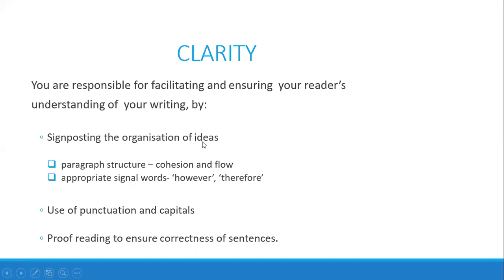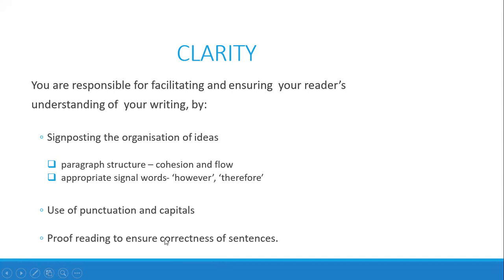You are going to signpost the organization of ideas. You are going to make sure that there is cohesion and flow in your paragraph. Then you are going to use appropriate signal words like however, therefore, and the ultimate goal of using all these is to make your writing very clear and readable and understandable for your reader, right? So in addition to what I have told, it's also important to keep in mind that you need to use punctuation and capitals in your writing and proofreading to ensure correctness of sentences.